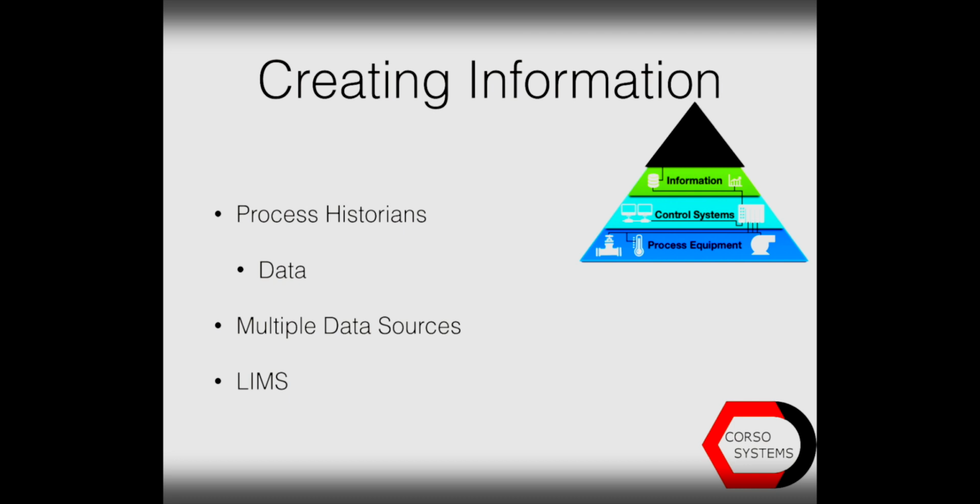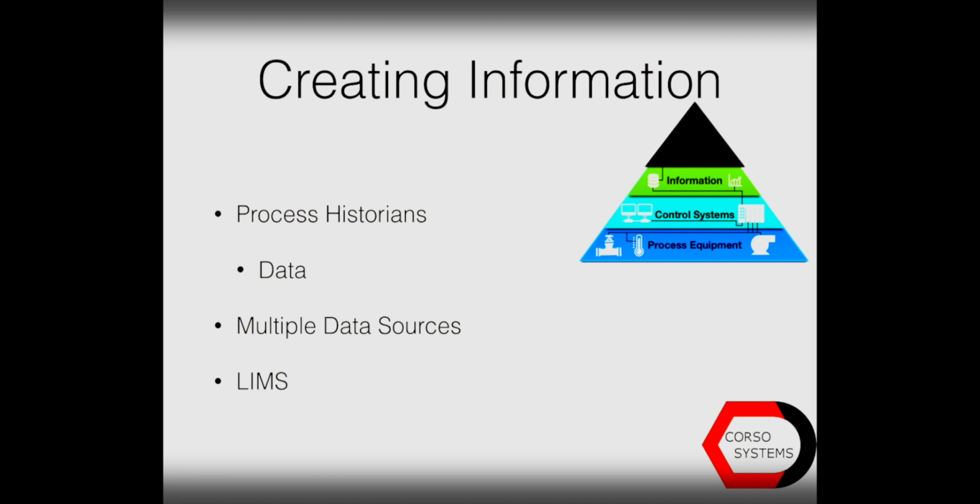Talking about creating some information, we've got the data and we need to turn it into useful information. Historians are great at automatically collecting the data from a process and making it available for future use, but they are limited when working with data generated outside of the control system, such as quality-controlled test data. We can connect the historian with other databases and systems to correlate the process conditions with manually collected data. Combining multiple data sources provides additional context, making it possible to easily understand the complex interactions between process conditions and the product quality, for example.